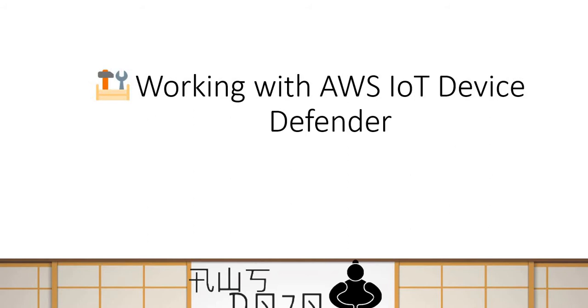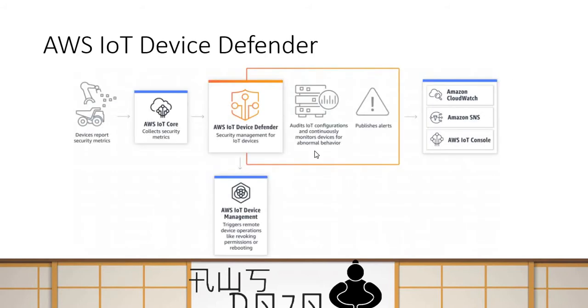Today, we are going to talk about AWS IoT Device Defender. It is a service which is used to defend your devices, and of course, your IoT Core, from various types of attacks. So let's get some introduction about this service first. AWS IoT Device Defender is used to protect your devices as well as AWS IoT Core.